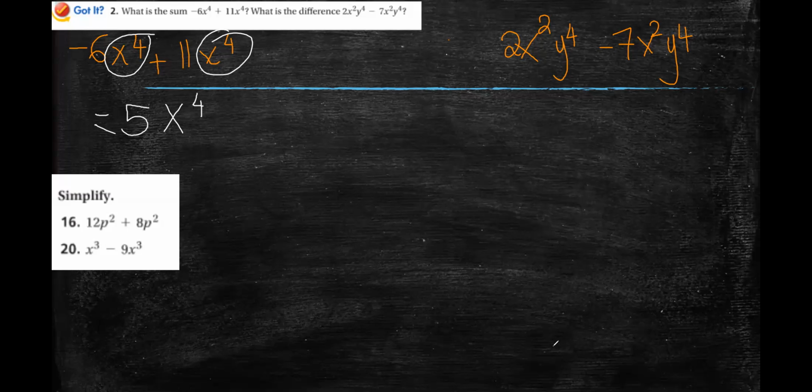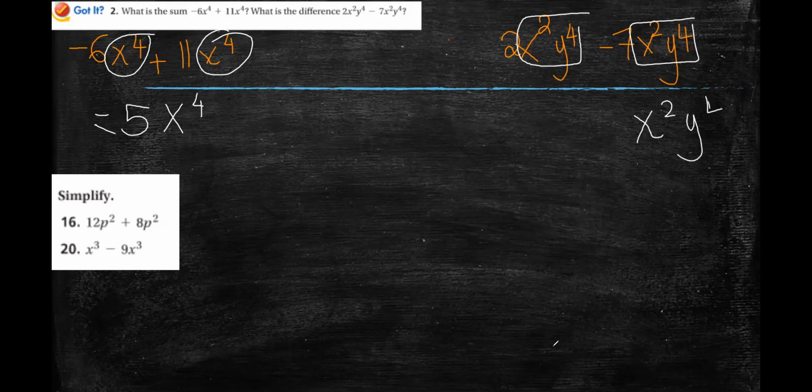Look at the second one now. Do we have the same variables now? Yes. Now we have the same variables. Then what are the coefficients here? They are 20 and 7. 20 minus 7 is 13. So the answer here is 13x squared y raised to the power 4.